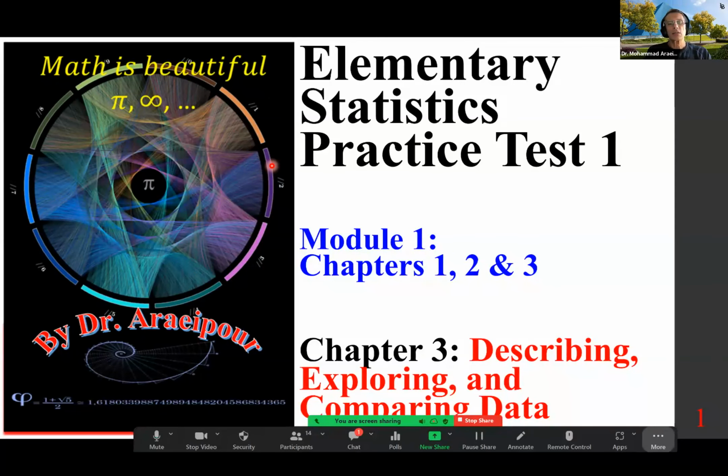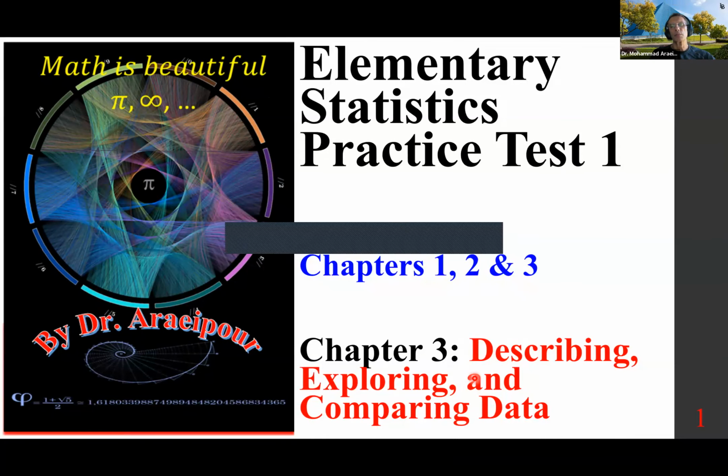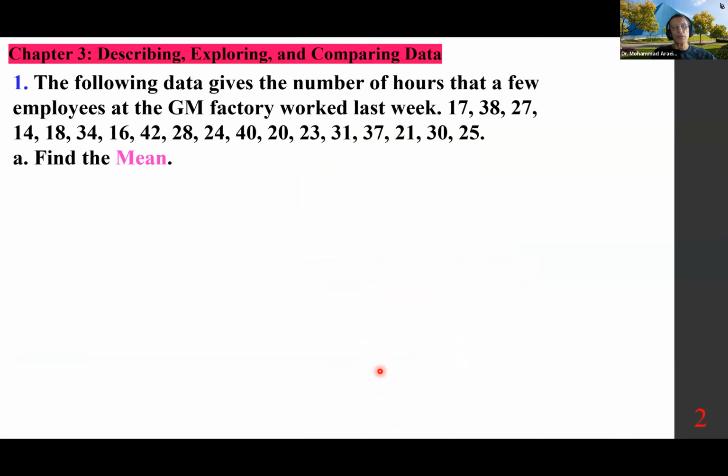Good morning, class. We are looking at statistics practice test number 1, module 1, covering chapters 1, 2, and 3. Chapter 3, describing, exploring, and comparing data. That's what we are looking at in this section. Could somebody read this question, please?